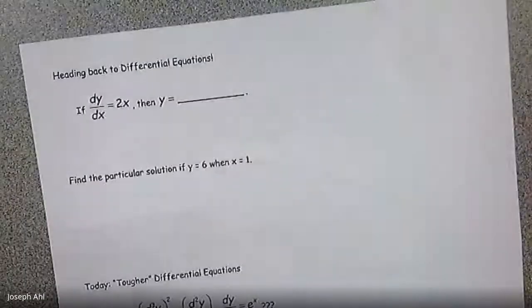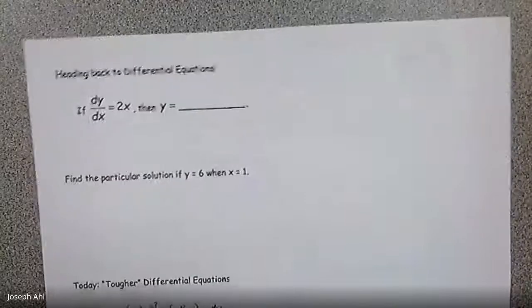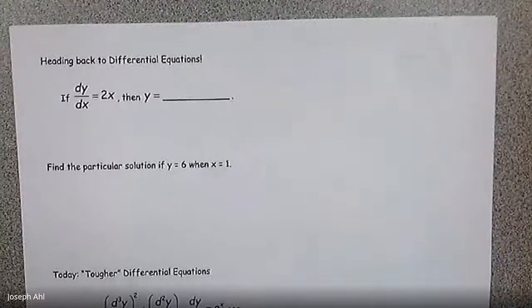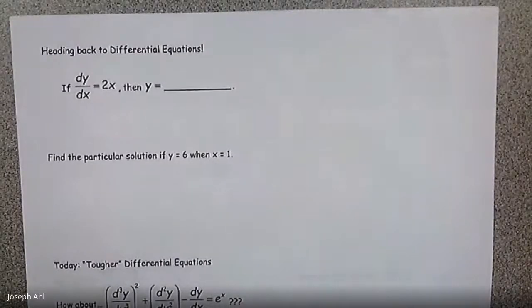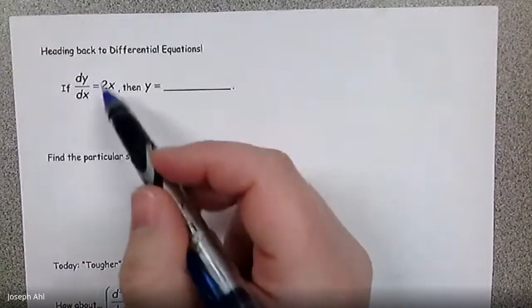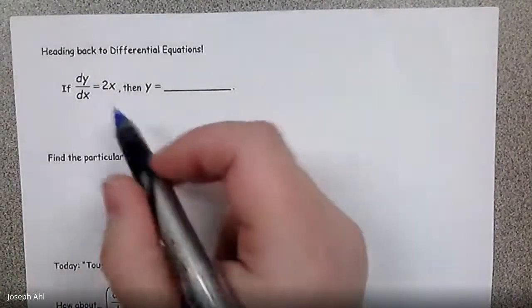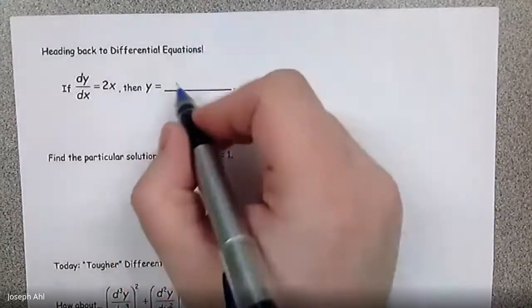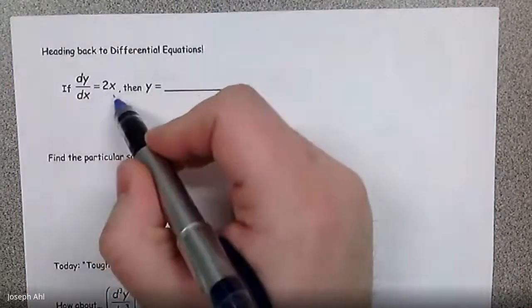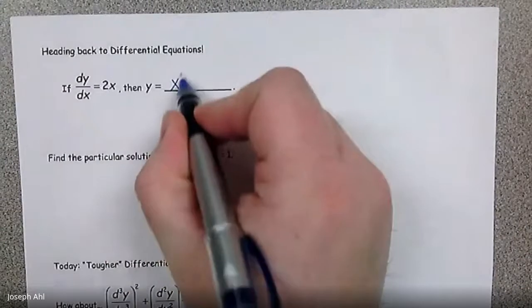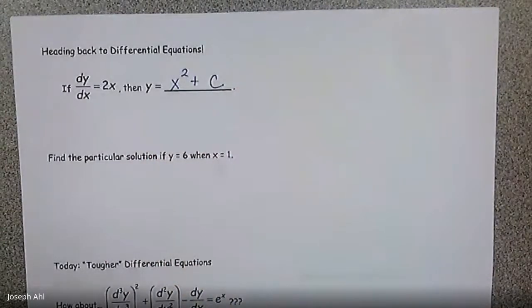So we are going to take a trip back. This is a little bit of the new stuff today, but we're heading back to a familiar topic on differential equations. This is actually one of the first differential equations we looked at, and we looked at slope fields related to this. Slope fields will come back in the next few lessons as well. If dy dx equals 2x, then we know that y is equal to, if this is the derivative, take the antiderivative, x squared plus some constant c.